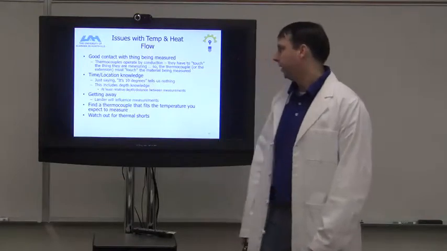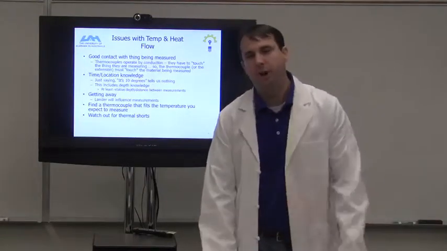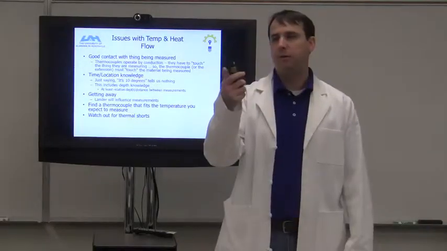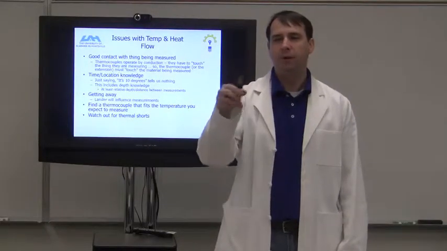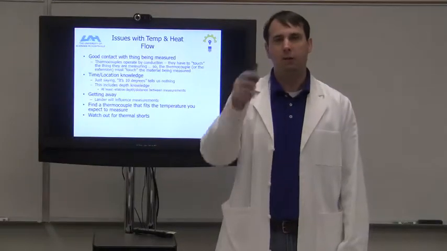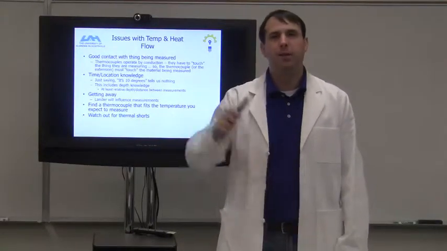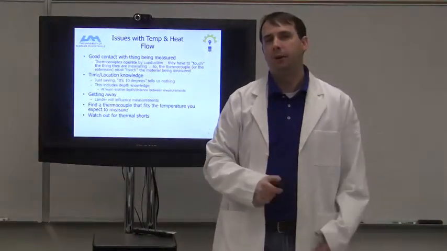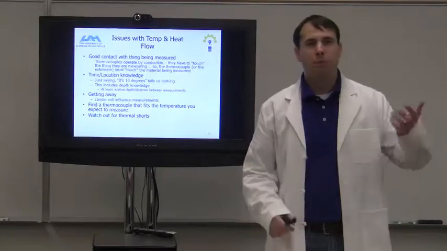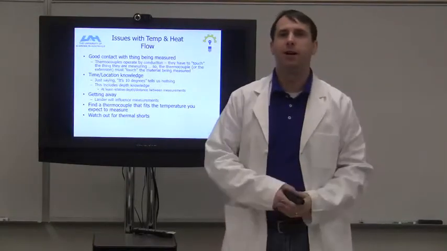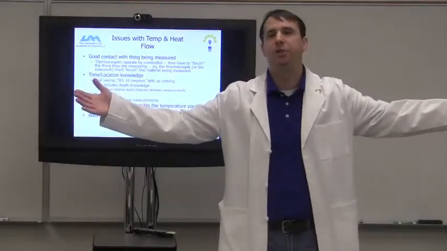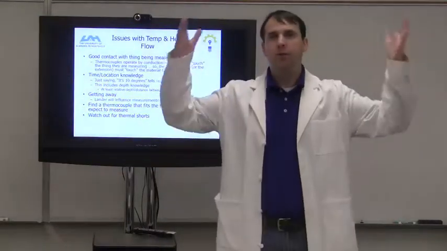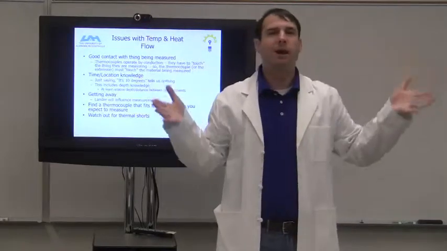So finding a thermocouple that fits your temperature measurement. They make them for different ranges. If you took one of those forehead temperature measurement things and you tried to measure the temperature of your turkey in your oven, it's not going to do a very good job because those things are designed to measure between 70 degrees Fahrenheit and 120 degrees Fahrenheit, because outside that range you're dead. And so it's really precise measuring between that temperature band, but outside it's not very precise.